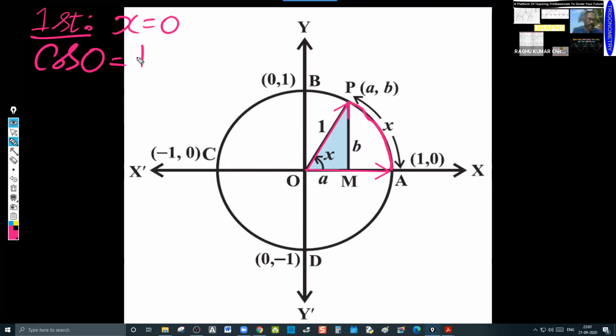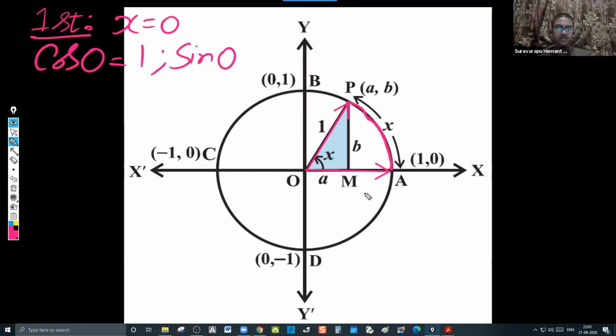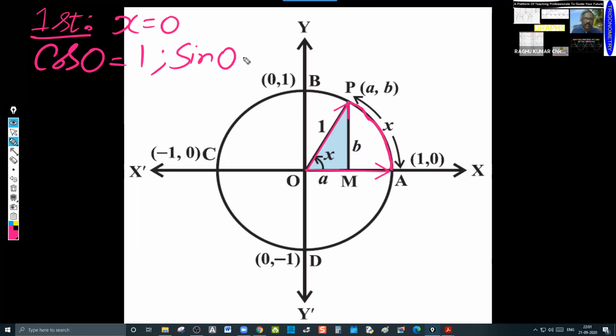Sriram, you tell me whether it is clear or not. Cos 0 is 1. Similarly, you tell me sine 0. What is sine 0? Vertical component. Do you have any vertical component here? No vertical movement here. So that is why it becomes 0. Clear? Yes.